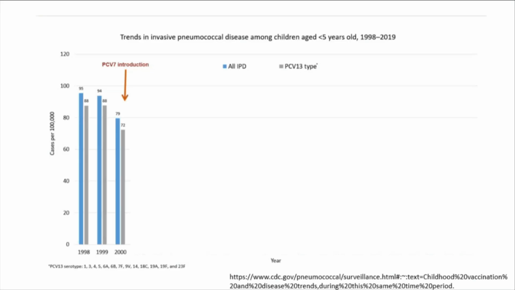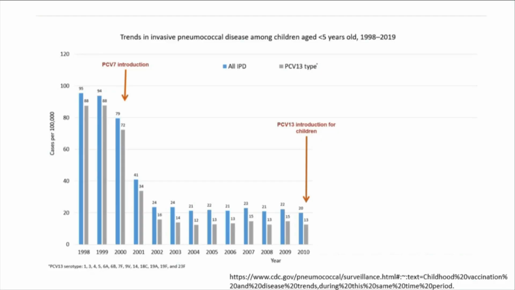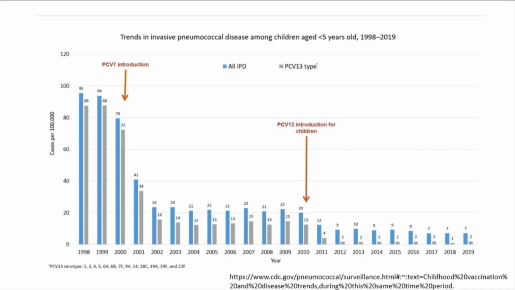You can see, the blue bars are all invasive pneumococcal disease, and then the gray bars look at a certain subtype, the 13. When PCV7 was introduced, rates of invasive pneumococcal disease in young kids who were eligible for the vaccine dropped pretty substantially and pretty quickly. And then in 2010, PCV13 was introduced for kids, and rates dropped even further.